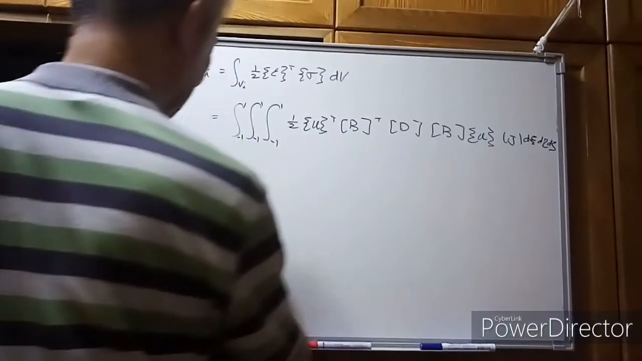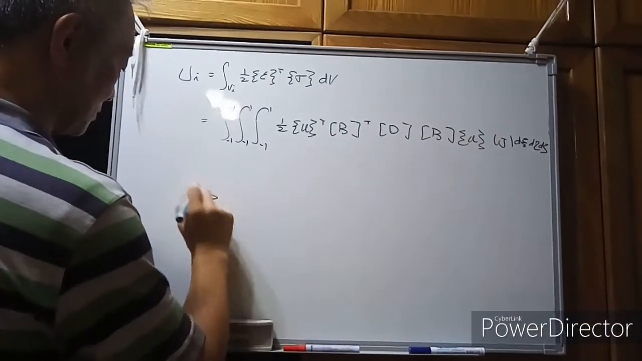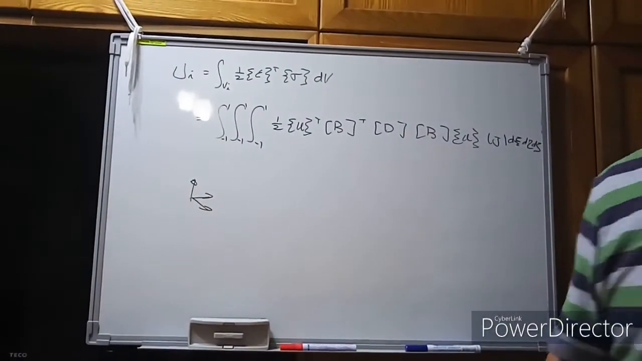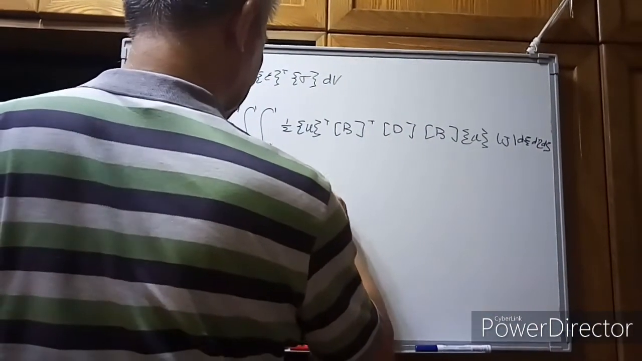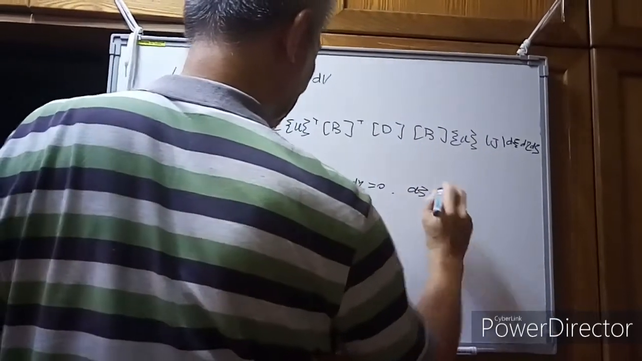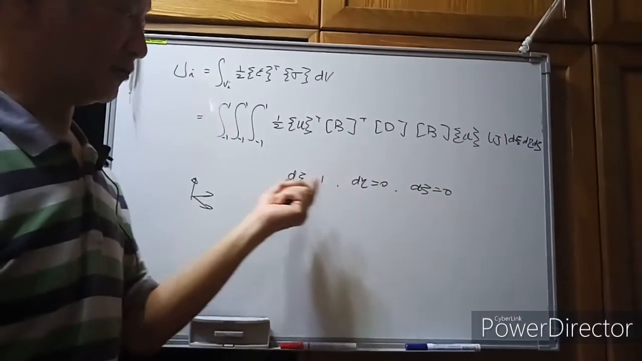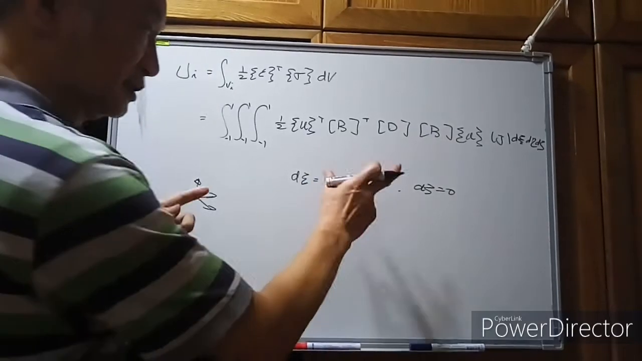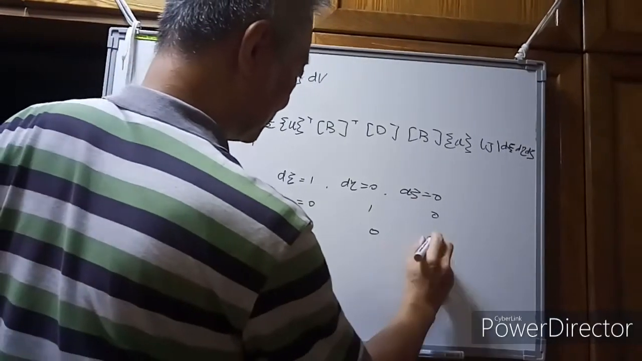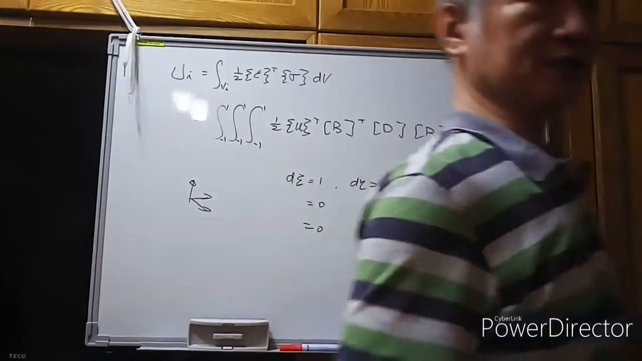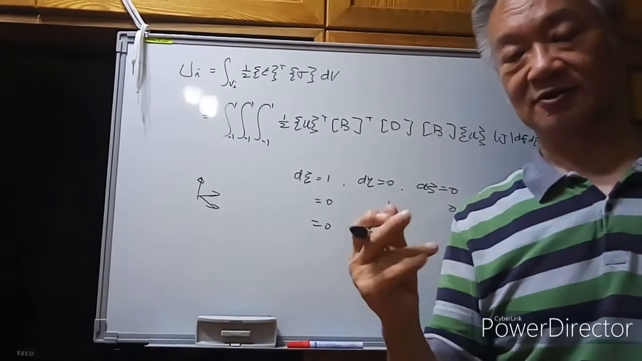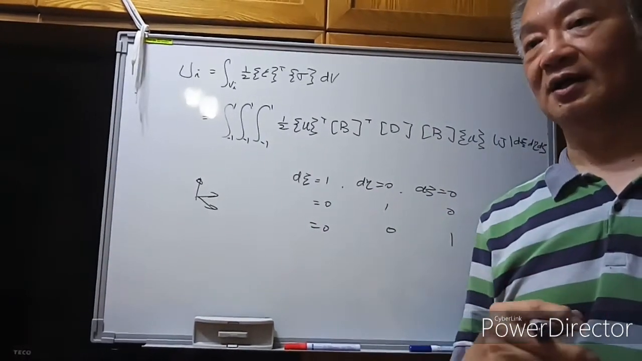Also, you can calculate the volume defined by three vectors. If we have d xi equal to 1, d eta equal to 0, d zeta equal to 0, which is a unit vector along the xi direction, this is the first vector. Also, we have the second vector, and also the third vector. So 1, 0, 0, and 0, 1, 0, and 0, 0, 1.